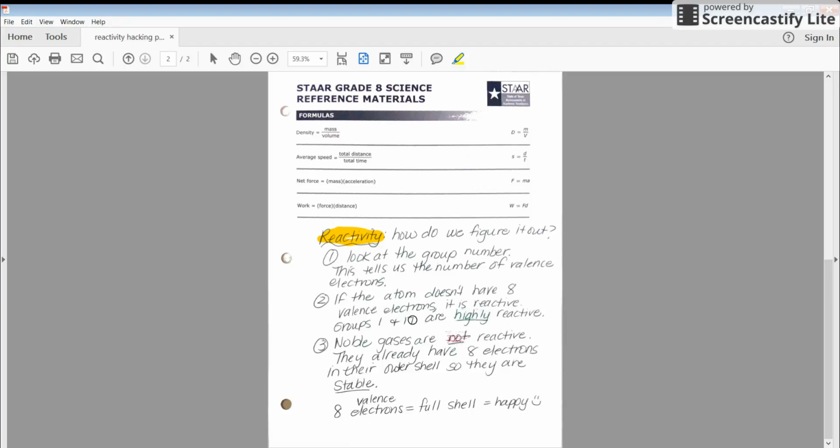Group 17 has 7 valence electrons. They only need 1 more to make 8, and it's very easy to just take 1 from someone else. It's easier to get 1 or give away 1 rather than 4 or 5 or 6.